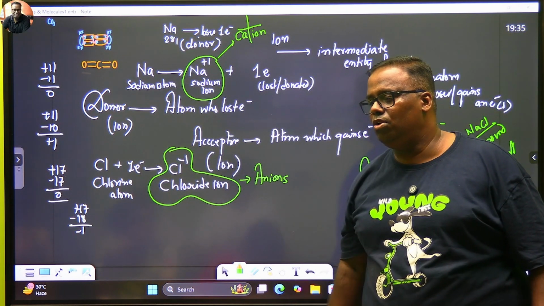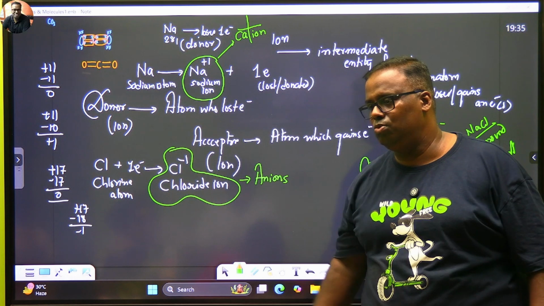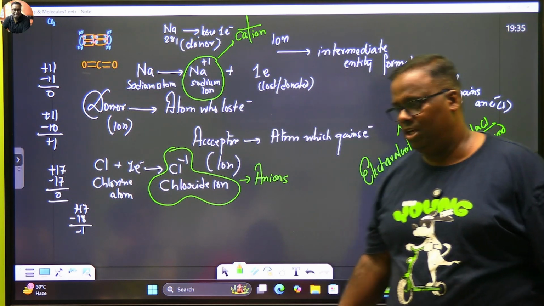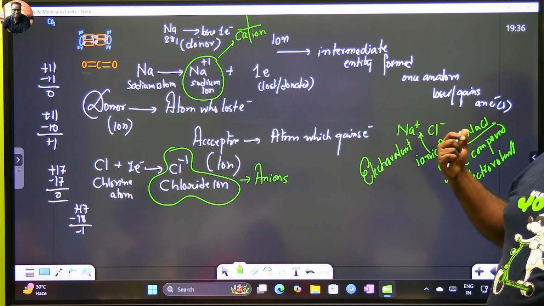Another electron will not go. He has already achieved stability, 2,8. He has become like neon. Why does he need to go again?